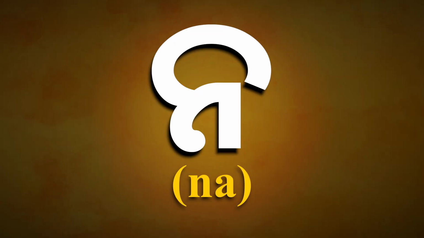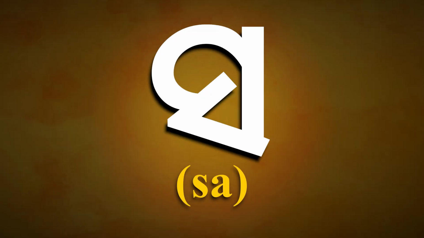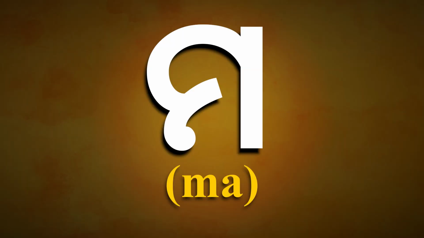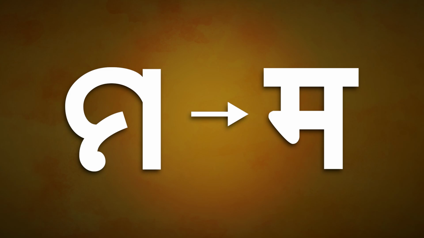Now, come to the next set of alphabets. In this set, we will learn Ma, Na, Sa, La, and L. All these letters are consonants. First, we have the letter Ma. It graphically represents Ma of the Devanagari alphabet.